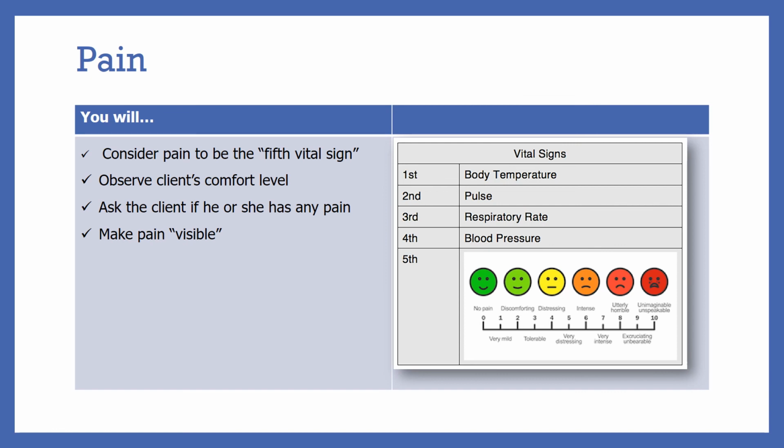As the nurse, you want to reduce the burden of untreated pain and facilitate normal function for the client. So you will consider pain to be the 5th vital sign. You want to observe the client's comfort level. You will ask the client if he or she has any pain, and you will make the pain visible.